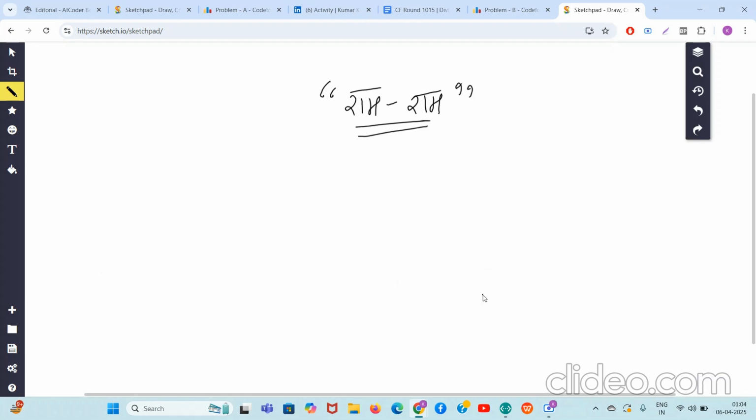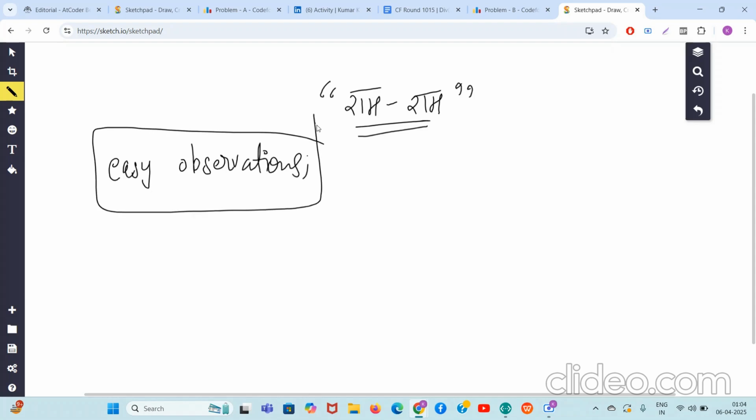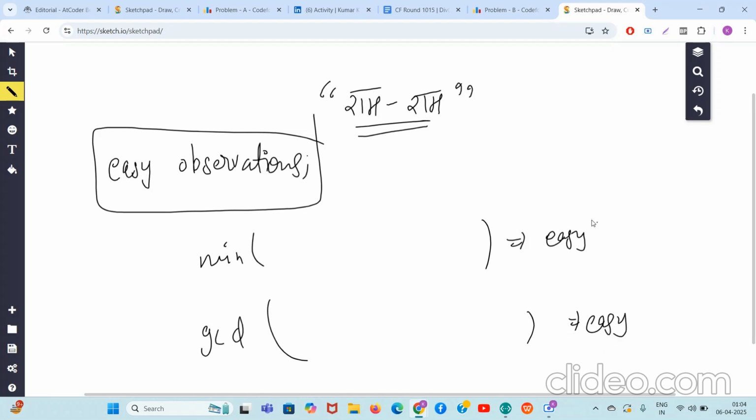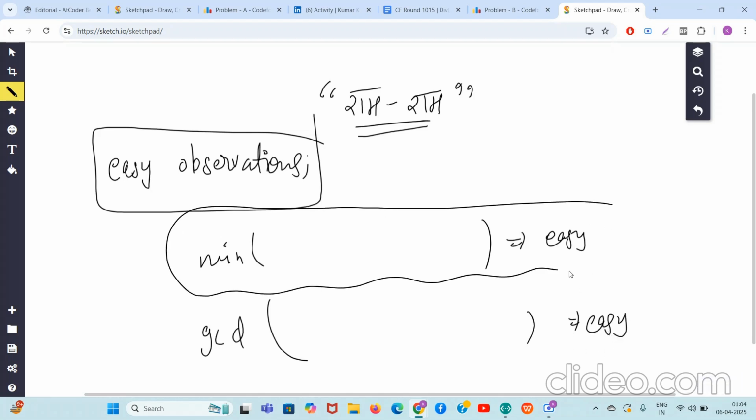You always try to do some easy observations. Always try to do some easy observations, and they will really make your life easy. All you have to do is just make some easy observations. You will think that minimum of some numbers is an easy task, or GCD of some numbers is an easy task. Taking minimum of many numbers is an easy task compared to GCD.